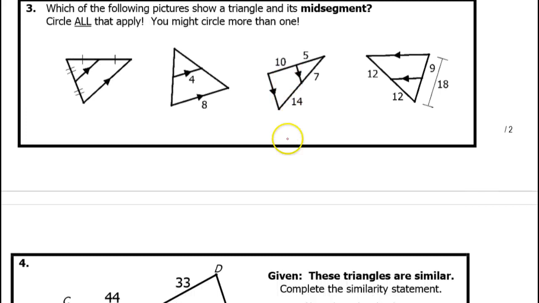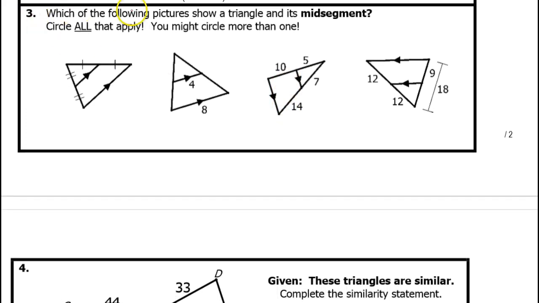All right, looking at number 3. Which of the following pictures show a triangle and its mid-segment? Well, a mid-segment is a midpoint connector. So that's one thing that I know about a mid-segment. So this is definitely a mid-segment because these are midpoints. You can tell by the double mark, and single mark, single mark. So I'm definitely going to circle this one because this is a mid-segment.